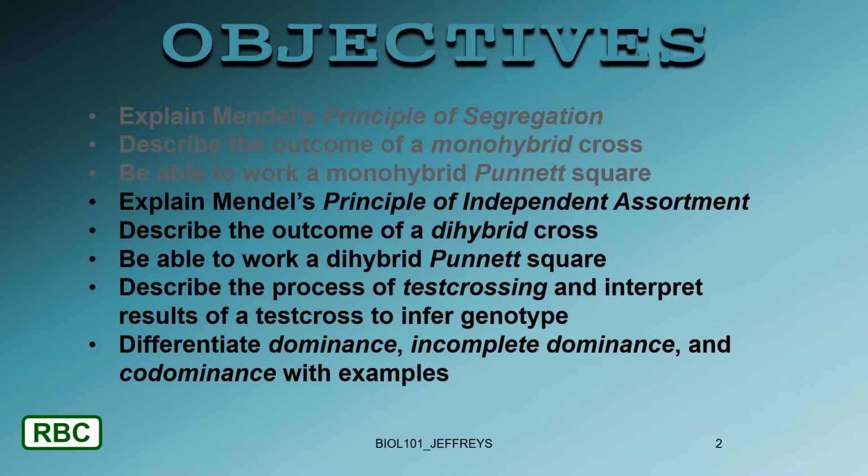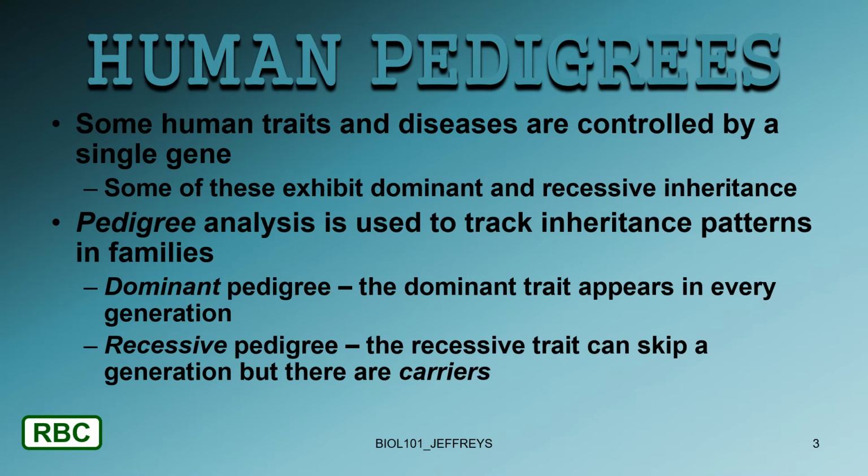So you know what a monohybrid cross is all about. Now we're going to look at a dihybrid cross and how to work out a dihybrid Punnett square. We're going to get the idea of test crossing, and we're going to differentiate dominance, incomplete dominance, and codominance. Okay, so we'll look at those in this lecture, in this lesson.